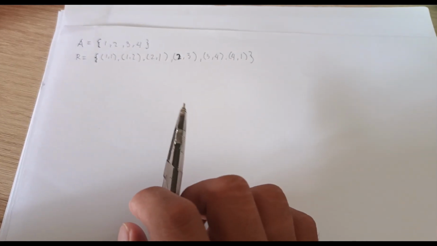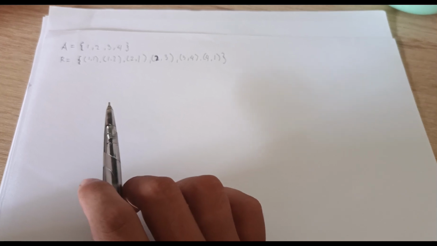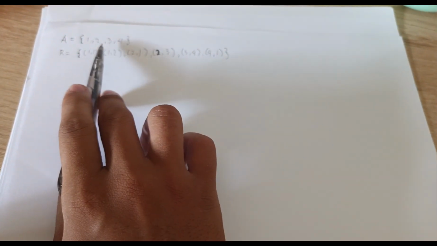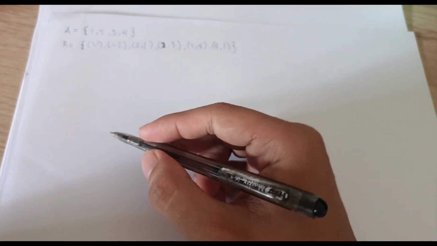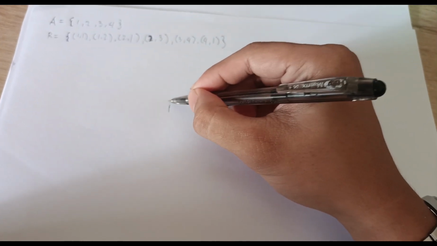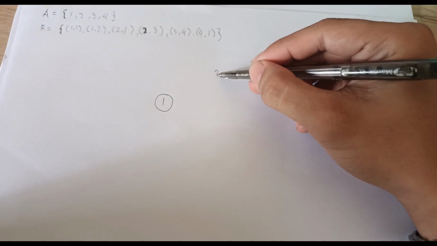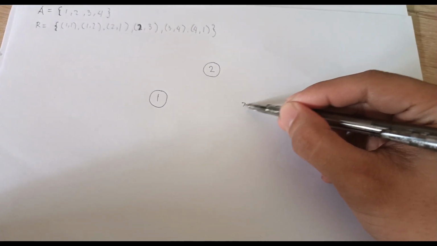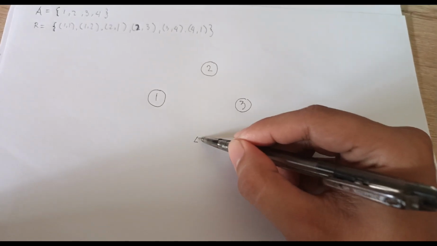As you can see here, guys, this is another example that we are going to make. We have the vertices 1, 2, 3, and 4.